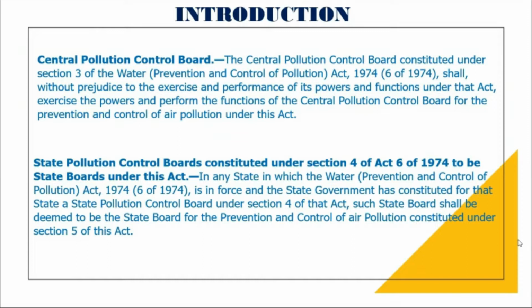Similarly, the state pollution control boards were constituted under Section 4 of the Act of 1974, and they must be called state pollution control boards. We have discussed it yesterday: the power of framing the state pollution control boards is only with the government. There are certain clauses where the Parliament has power to frame the guidelines or the members of the state pollution control boards, which we have discussed in the water law.